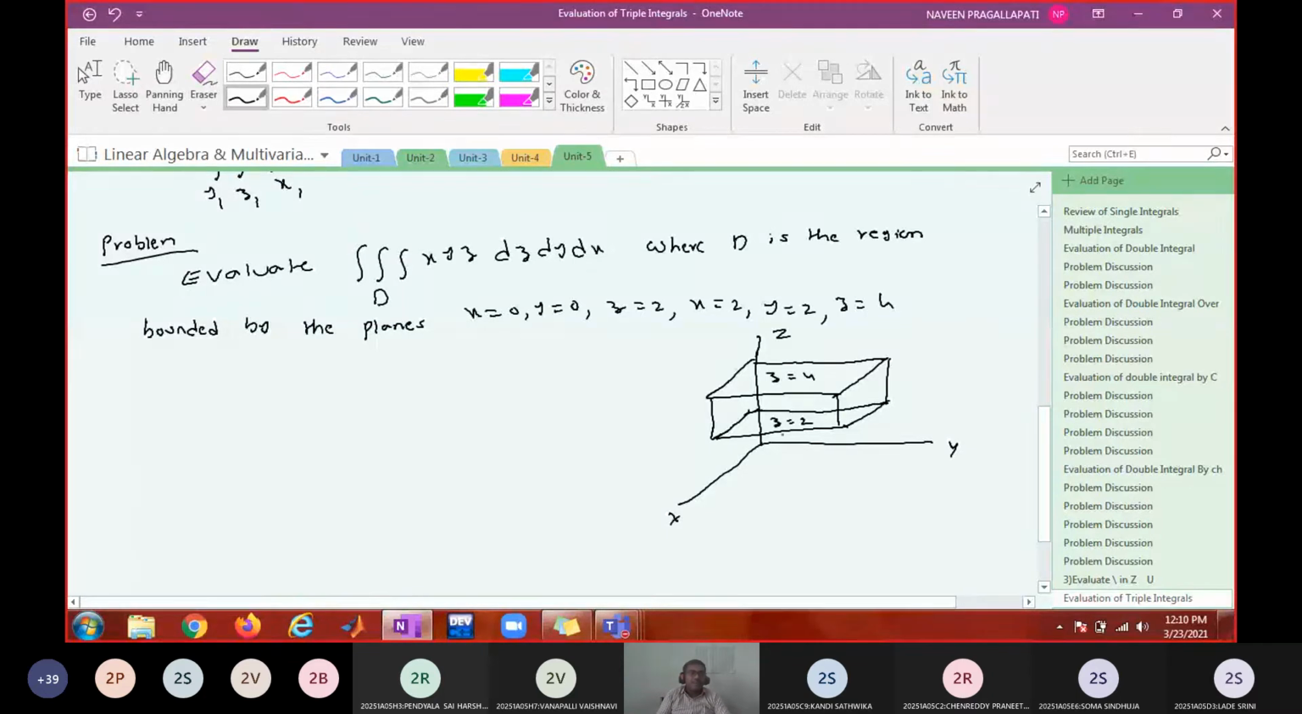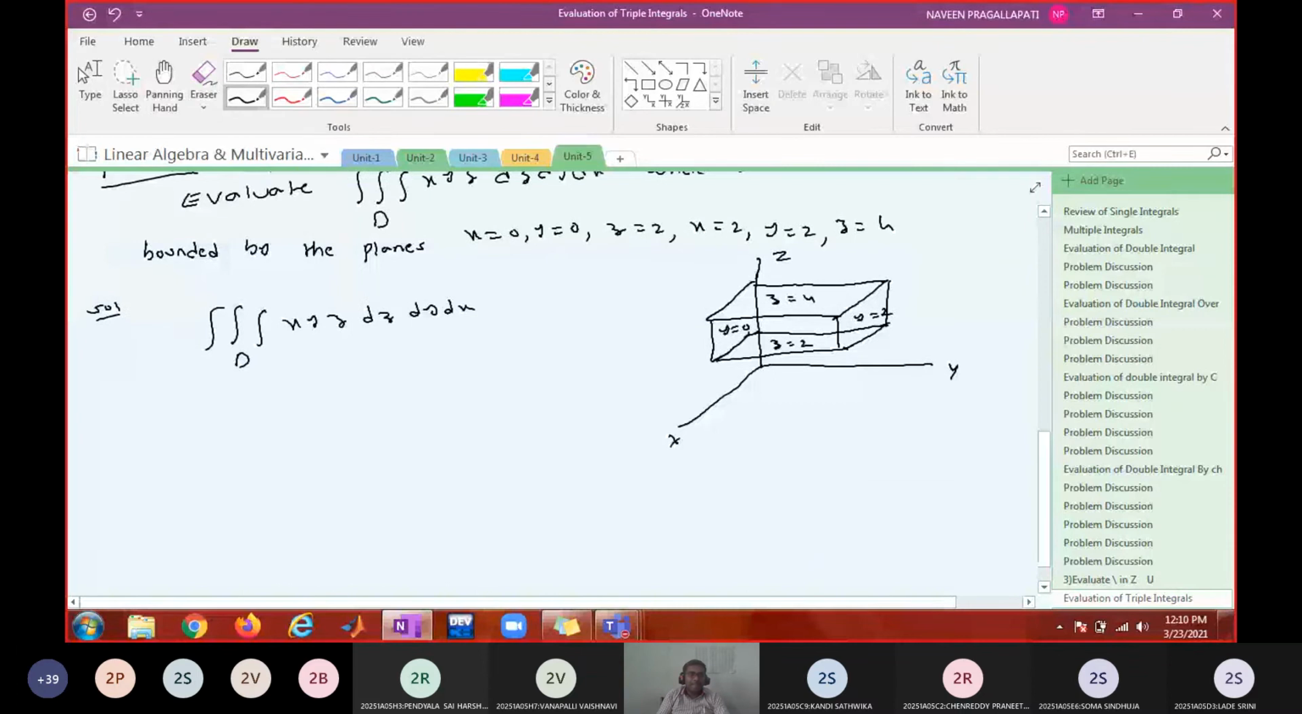Is that clear? And this is y equal to 0, and this is y equal to 2. The back part is x equal to 0, the front part is x equal to 2. Okay. So the integral of xyz dz dy dx over the region D becomes... Can you tell me now? What will be the limits of integration? What are the z limits? Z varying from where to where?